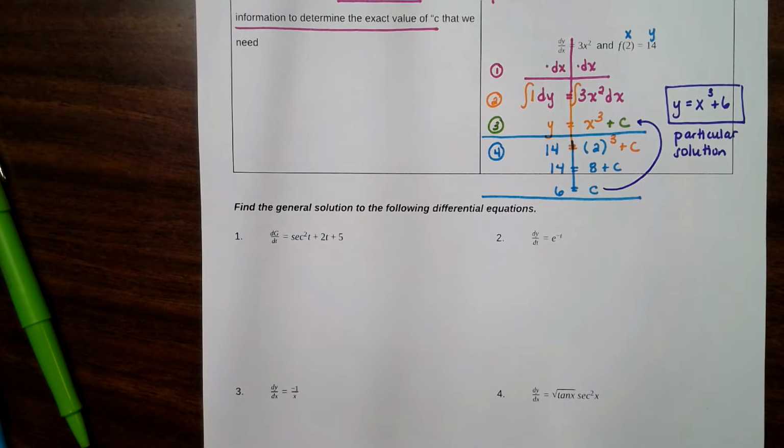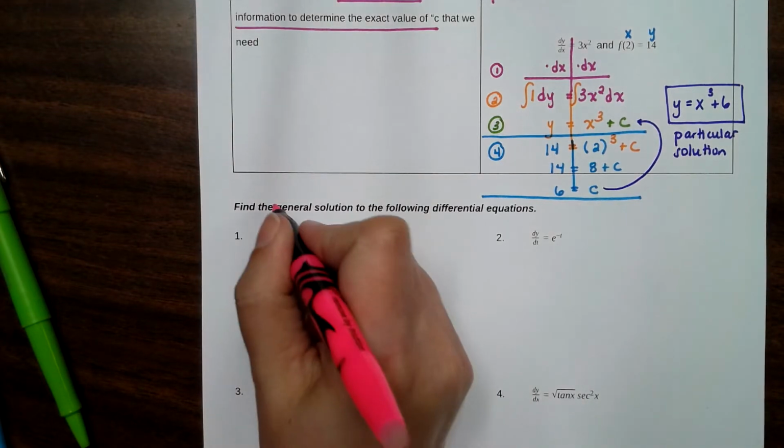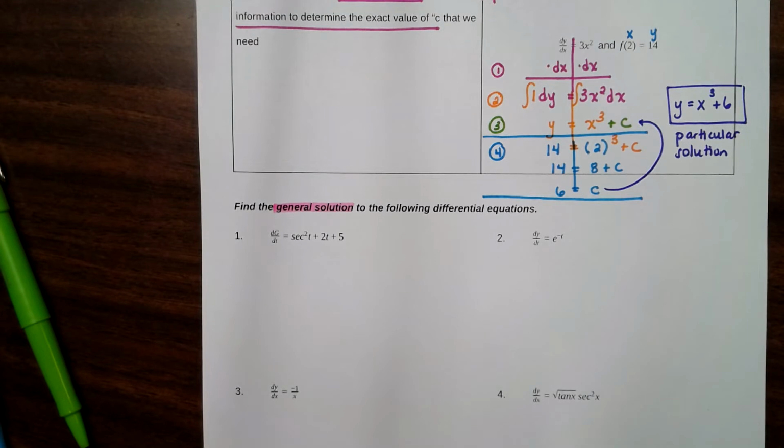Now, number 1 has a couple different things going on. The first thing I want you to notice is that we're going to be finding the general solution. The directions say find the general solution, and it also makes sense because we do not have the initial value, which is what we would need if we wanted to find the particular solution. So that's the first thing: we're finding the general solution, which makes sense given that we don't have an initial value.